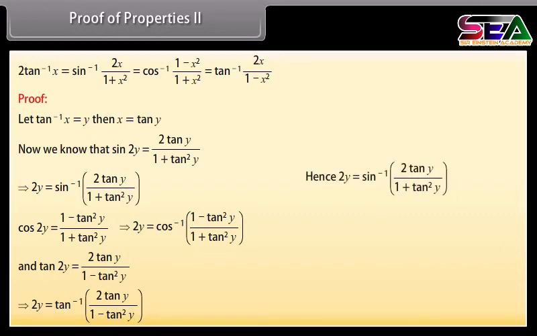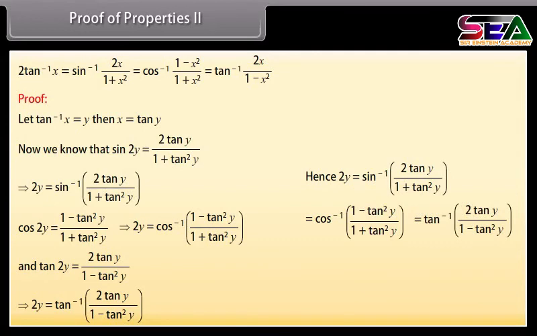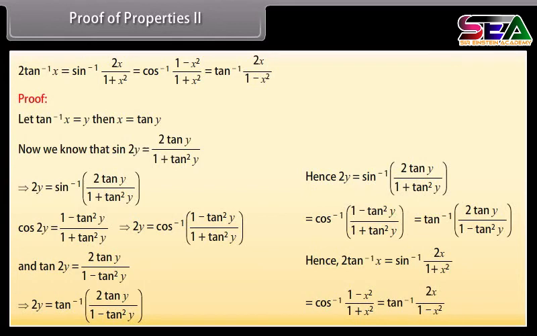Hence, 2y is equal to sine inverse of 2 tan y by 1 plus tan square y, which is equal to cos inverse of 1 minus tan square y by 1 plus tan square y, which is equal to tan inverse of 2 tan y by 1 minus tan square y. Hence, 2 tan inverse x is equal to sine inverse of 2x by 1 plus x square, which is equal to cos inverse of 1 minus x square by 1 plus x square, which is equal to tan inverse of 2x by 1 minus x square.